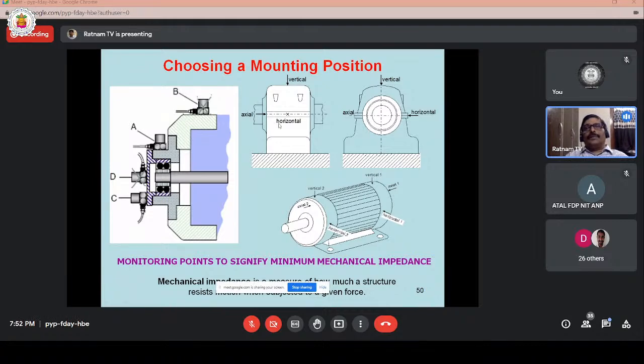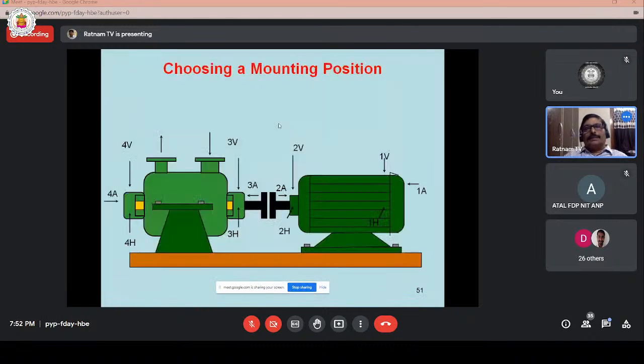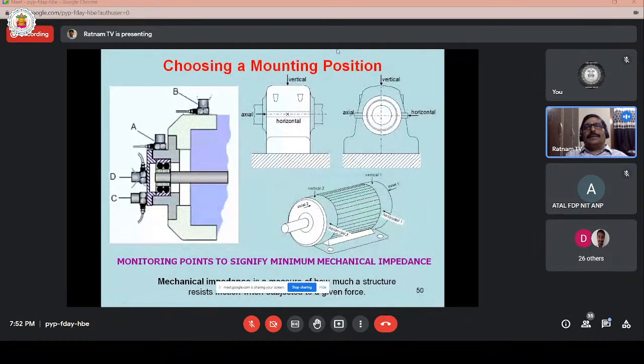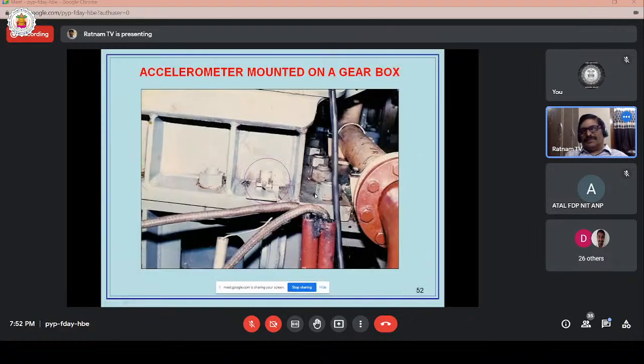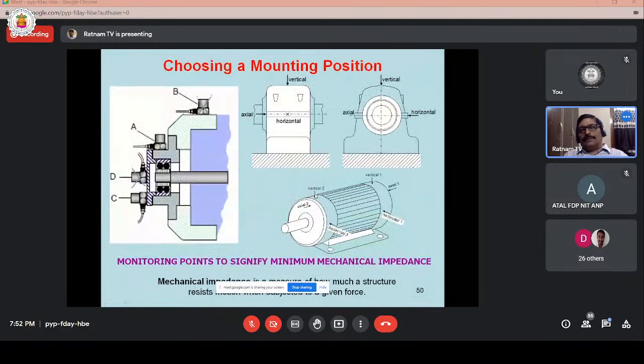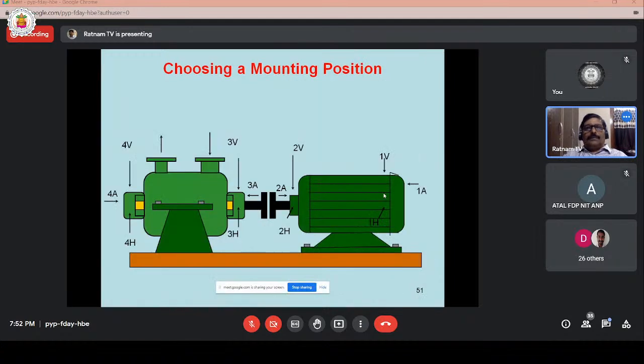In another view, this is the horizontal direction. This is the vertical direction. This is axial, along the axis of the shaft. Axial, horizontal, vertical. If you see the three-dimensional view, this is the axial direction, vertical. Both at the driven and non-driven ends, you have to measure the vibration levels. This is a typical coupled machinery.